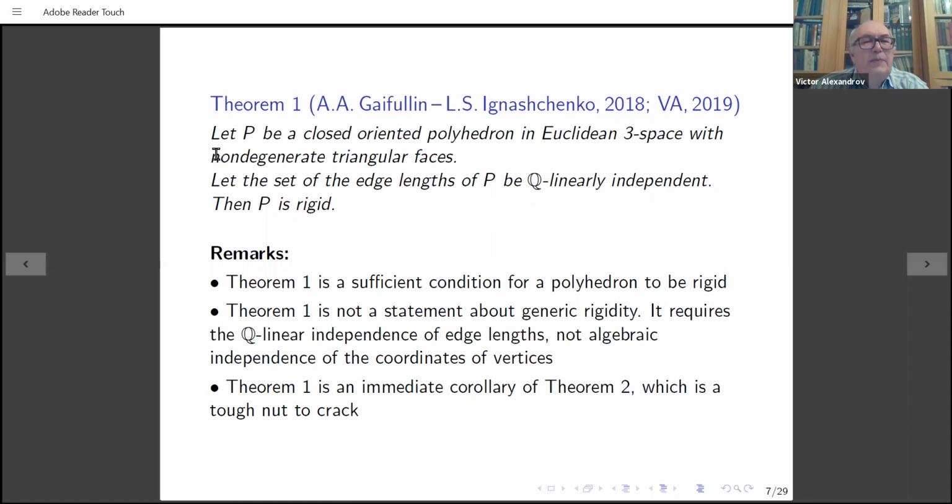Theorem I reads as follows: let P be a closed oriented polyhedron in Euclidean 3-space with non-degenerate triangular faces. So it's our main object. Let the set of edge lengths of P be Q-linearly independent. Then P is rigid.